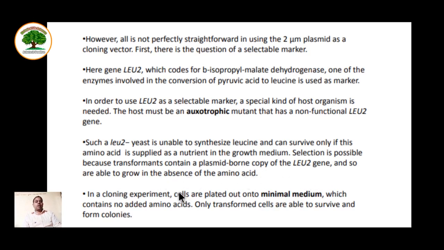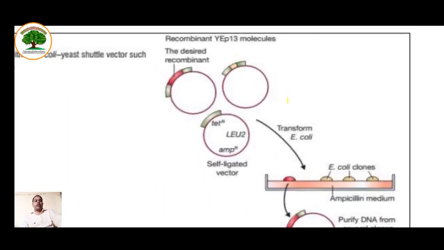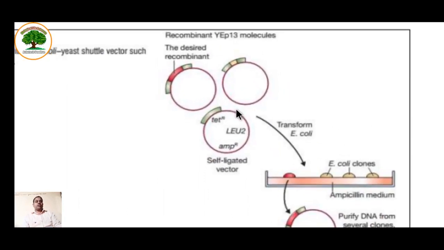So in cloning experiments, cells are plated out on the minimal media which contains no added amino acid, that is leucine. So only transformed cells are able to survive, as they have the gene to produce leucine here. So this is the process. You can see here how the YEP13 recombinant is taken here. This is the desired recombinant. You are going to add a fragment of interest here, and this is the normal one. And here there is a presence of tetracycline resistance and the leucine gene.